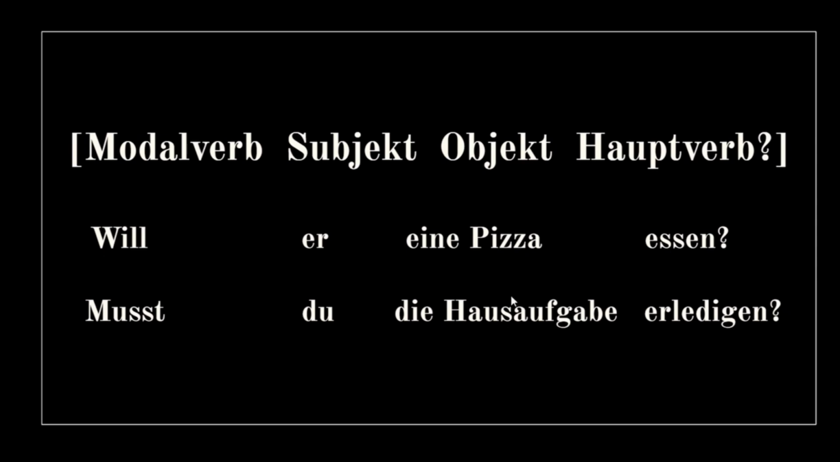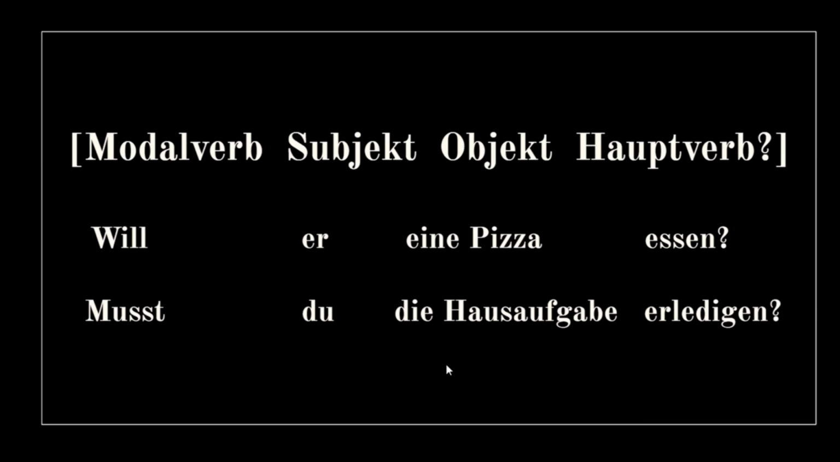Now let us understand the structure of a question using modal verb. So in that case, we have the conjugated modal verb in the first position, the subject in the second position, the object in the third position, and finally the Hauptverb, that is the main verb along with the question mark. For example, will eine Pizza essen? He wants to eat a pizza. Musst du die Hausaufgabe erledigen? You must complete the home assignment.